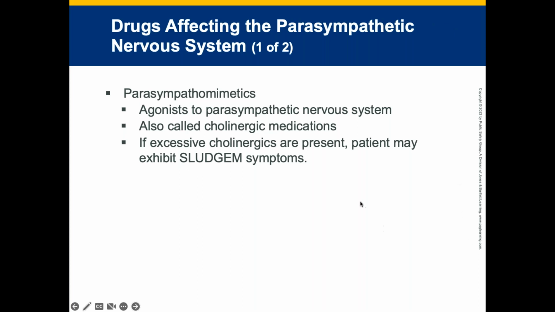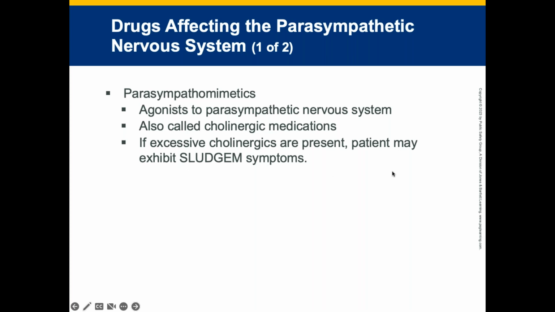True, SLUDGEM. Isn't that from when we have poison? Yep. Salivation. Oh God, it's like urination. I don't know what the L is. Lacrimation. Lacrimation, urination, defecation. The GI. I don't remember the other two. Something like muscle twitches. Yeah. Muscle twitching and myosis. And E is emesis. Okay. Good job. Awesome.